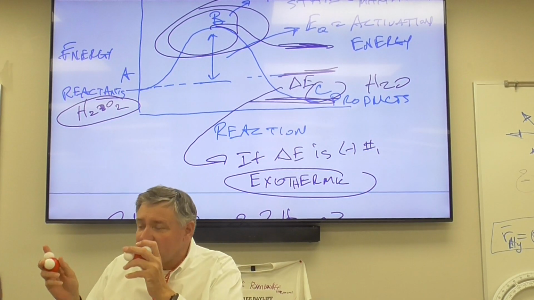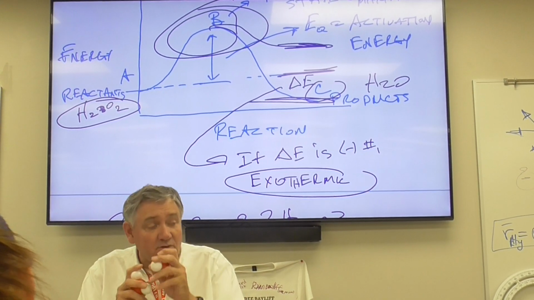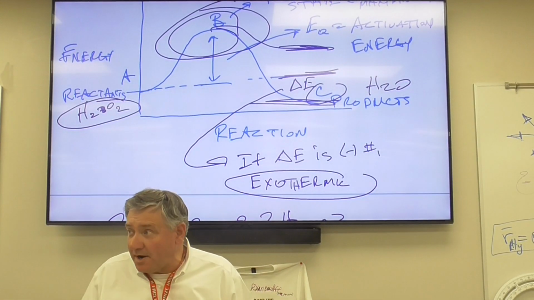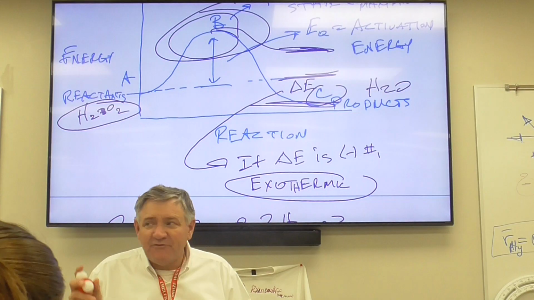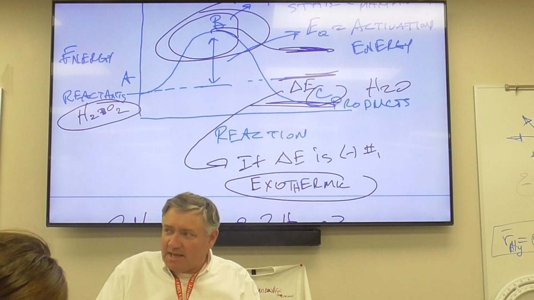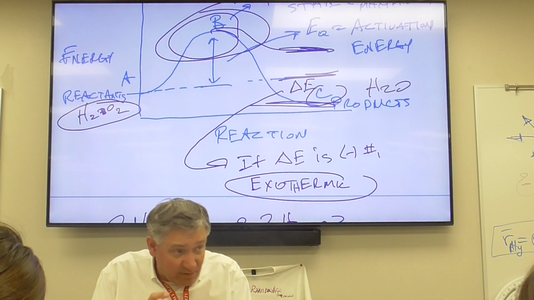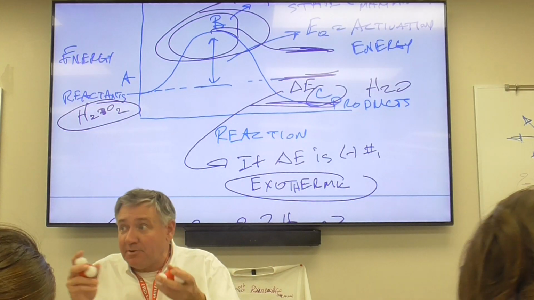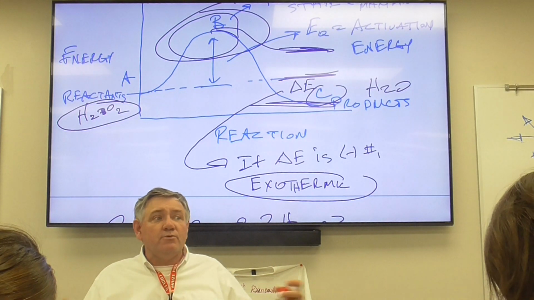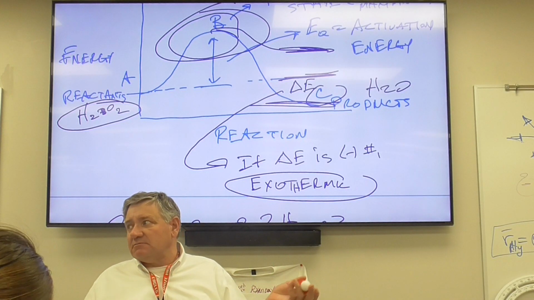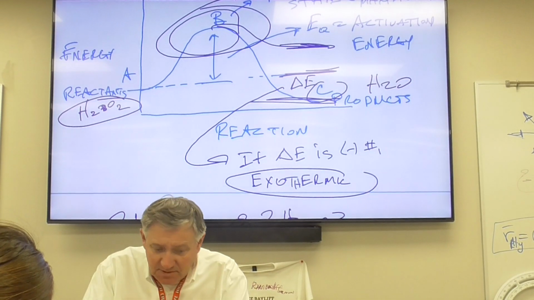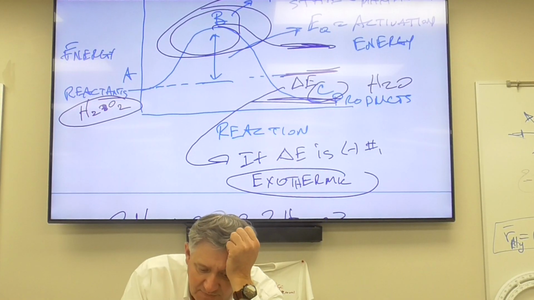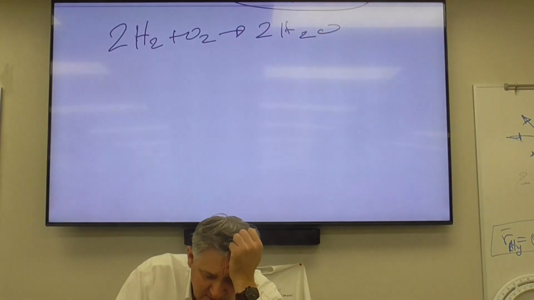Because hydrogen and oxygen don't spontaneously form from water. If it did, we wouldn't have oceans. If water would spontaneously decompose into hydrogen and oxygen, we would not be here having this discussion, okay? Water is stable.